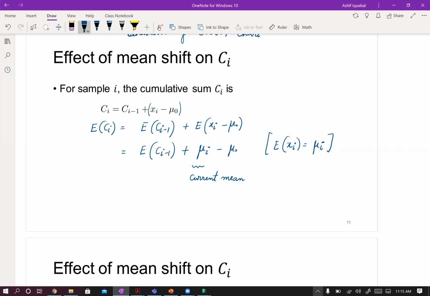And we already know that mu is our in control process mean, right? Nothing fancy. I've just taken the expected value of Ci and I have written it down in terms of the expected value of Ci minus 1, the current mean, and the in control process mean, right? Now let's see what are the possible scenarios that can happen.